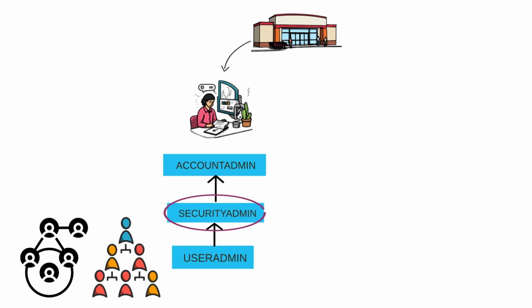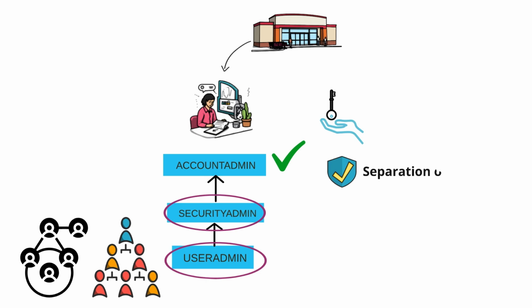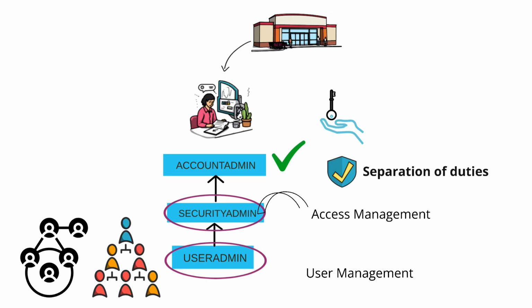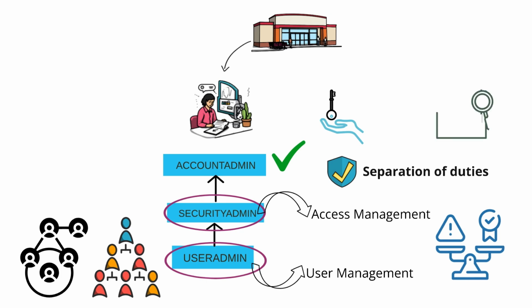Now that we have seen security admin and user admin, you might be wondering if account admin can do everything that both security admin and user admin do, why have separate roles for security admin and user admin? The answer lies in a security best practice, that is separation of duties. By delegating user and access management to security admin and user admin, you reduce the risk of mistakes or misuse. And it also makes auditing permissions easier and safer.